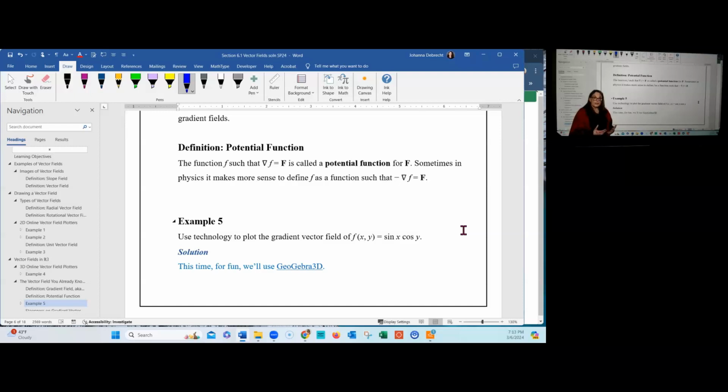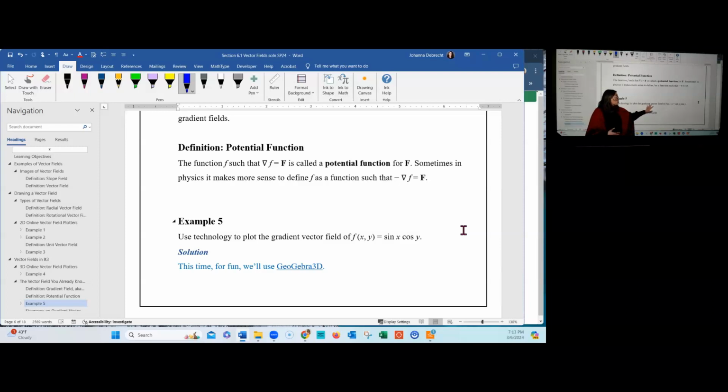There are occasions in physics where instead of having del of f equal to the vector field, it makes more sense to have negative del of f equal to the vector field. In this class, we'll simply work with del of f equal to the vector field, so you won't have to worry about multiplying by the negative.